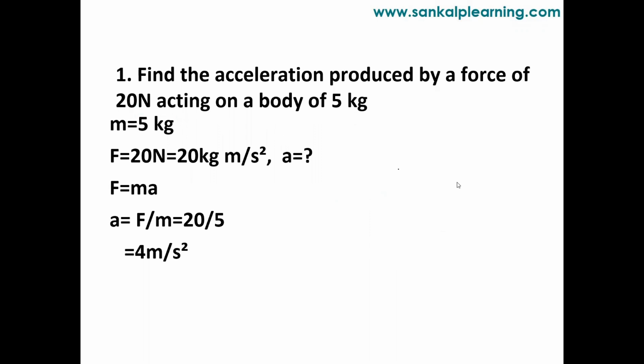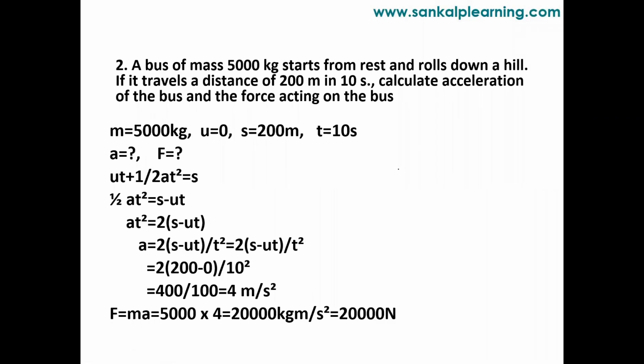Okay, next one we will see. A bus of mass 5000 kg starts from rest and rolls down a hill. If it travels a distance of 200 meter in 10 seconds, calculate the acceleration of the bus and the force acting on the bus. We need to calculate both. See what they have given: the mass of the body is 5000 kg.